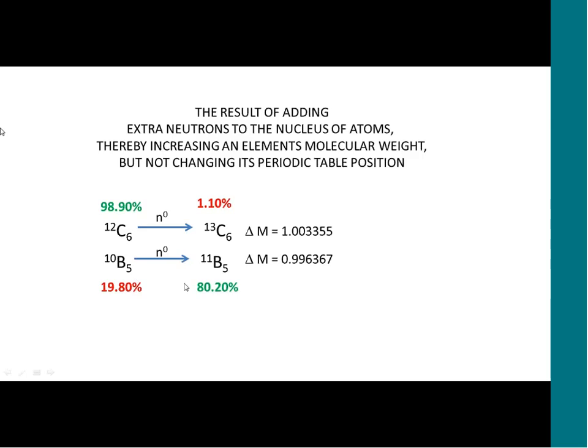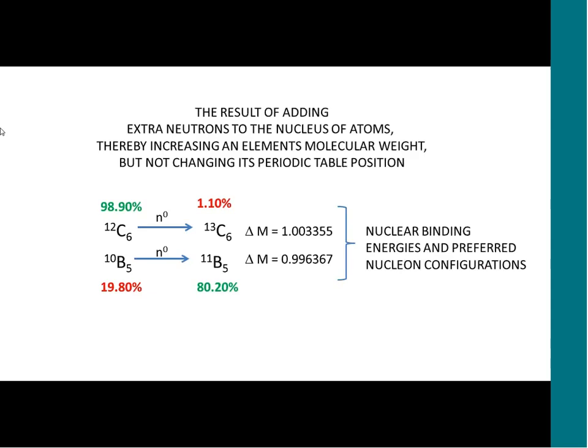Considering boron-10, doing the same manipulation, you find a mass difference of 0.996367. And that is not the mass of a neutron. And the reason this occurs, of course, has to do with nuclear binding energies. And just as electrons orbiting the nucleus have preferred configurations, so do the nucleons. And this shows up, if you go to a table of binding energies, as every nucleus having a unique binding energy, and that means a different amount of mass to energy conversion, and that results in these mass differences.